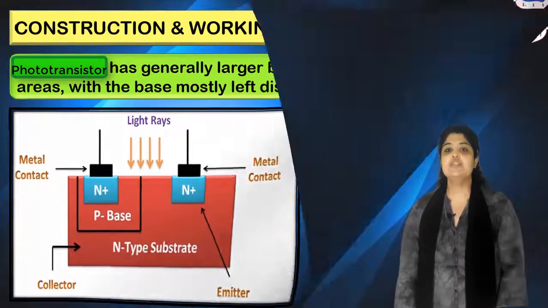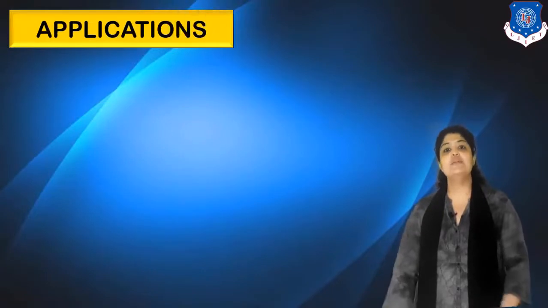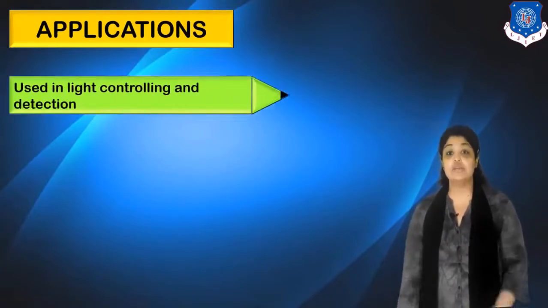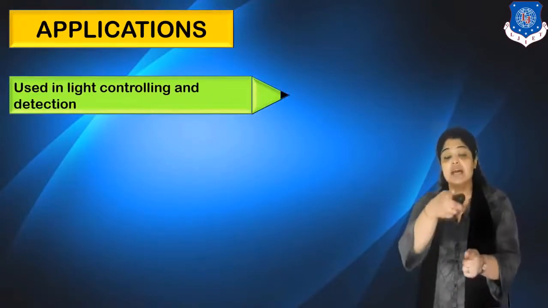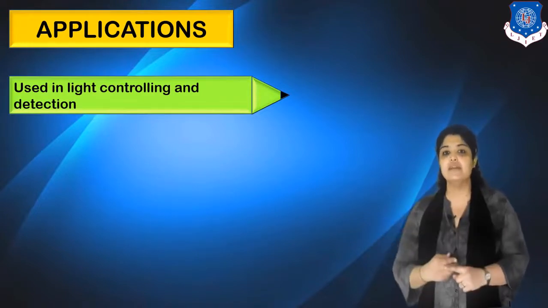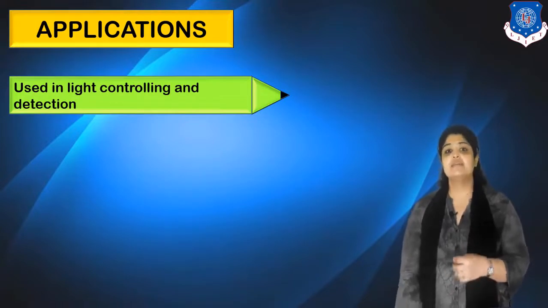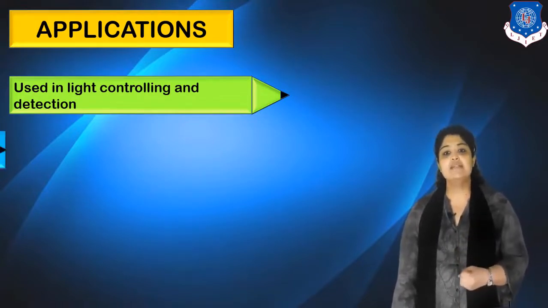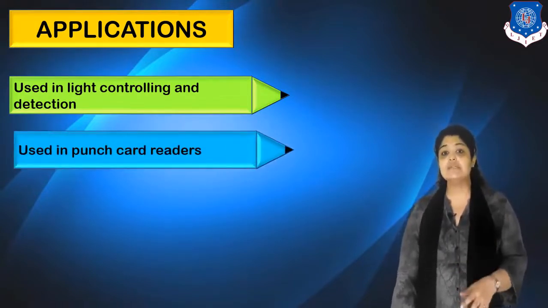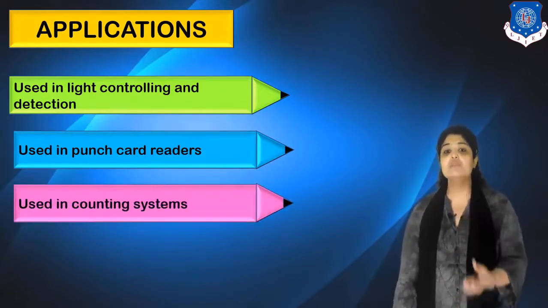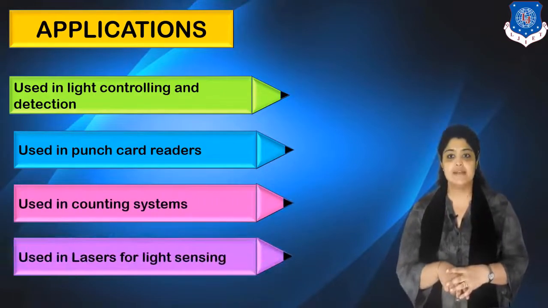Some of the applications of a phototransistor: it is used in light controlling and detection. Because it controls the current flowing between the collector and emitter, it is used as a controlling device also. Next, it is used in punch card readers. It can be used in counting systems as counters, and it can also be used in lasers for light sensing.